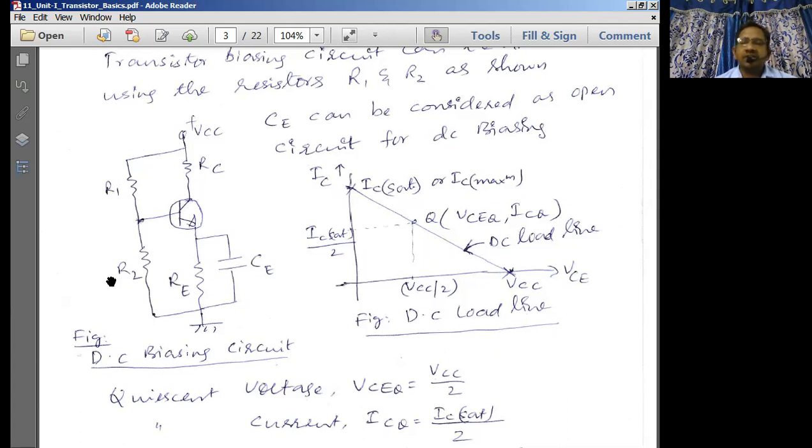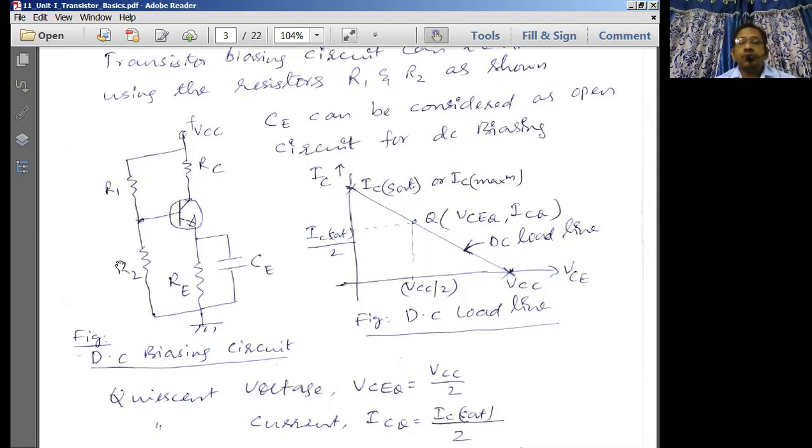Now, what is biasing? Biasing is nothing but making the input junction forward biased and the output junction reverse biased, such that the Q point is always adjusted at the center of the active region. That is basically what biasing is for us.